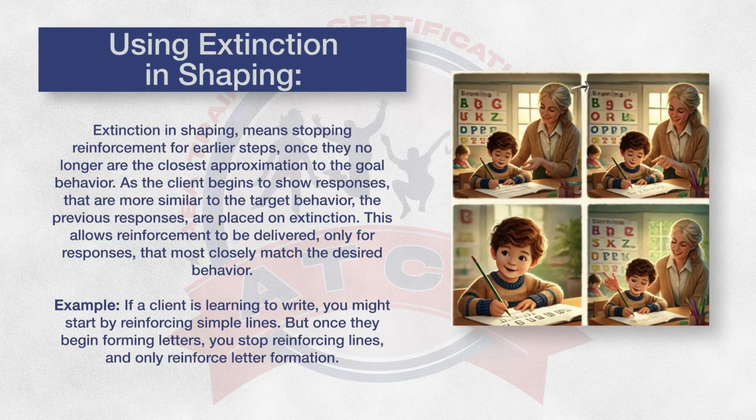Using extinction in shaping. Extinction in shaping means stopping reinforcement for earlier steps, once they no longer are the closest approximation to the goal behavior. As the client begins to show responses that are more similar to the target behavior, the previous responses are placed on extinction. This allows reinforcement to be delivered only for responses that most closely match the desired behavior. Example: if a client is learning to write, you might start by reinforcing simple lines. But once they begin forming letters, you stop reinforcing lines and only reinforce letter formation.